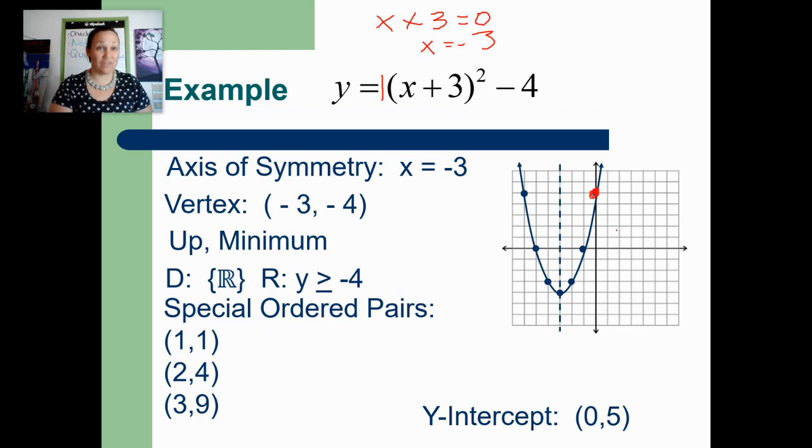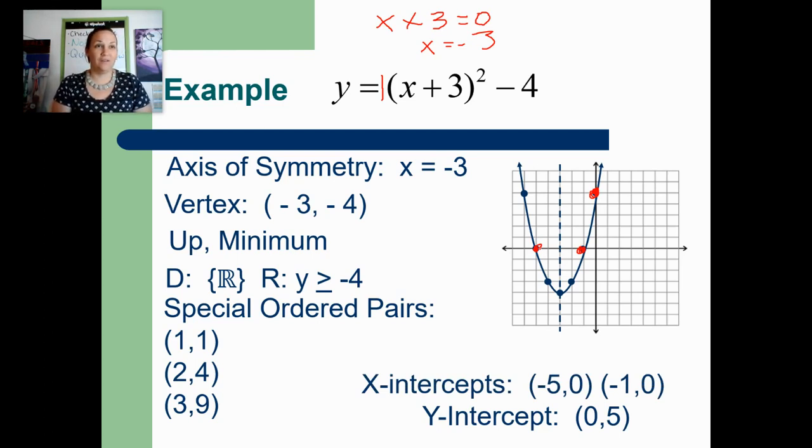And then this example has 2 x-intercepts. So one of them is right here at the negative 1. And then the other one is over here. And that's 1, 2, 3, 4, negative 5. So my 2 x-intercepts are at negative 5 and then at negative 1. Make sure you write them as 2 separate ordered pairs because they are 2 separate dots on the graph.